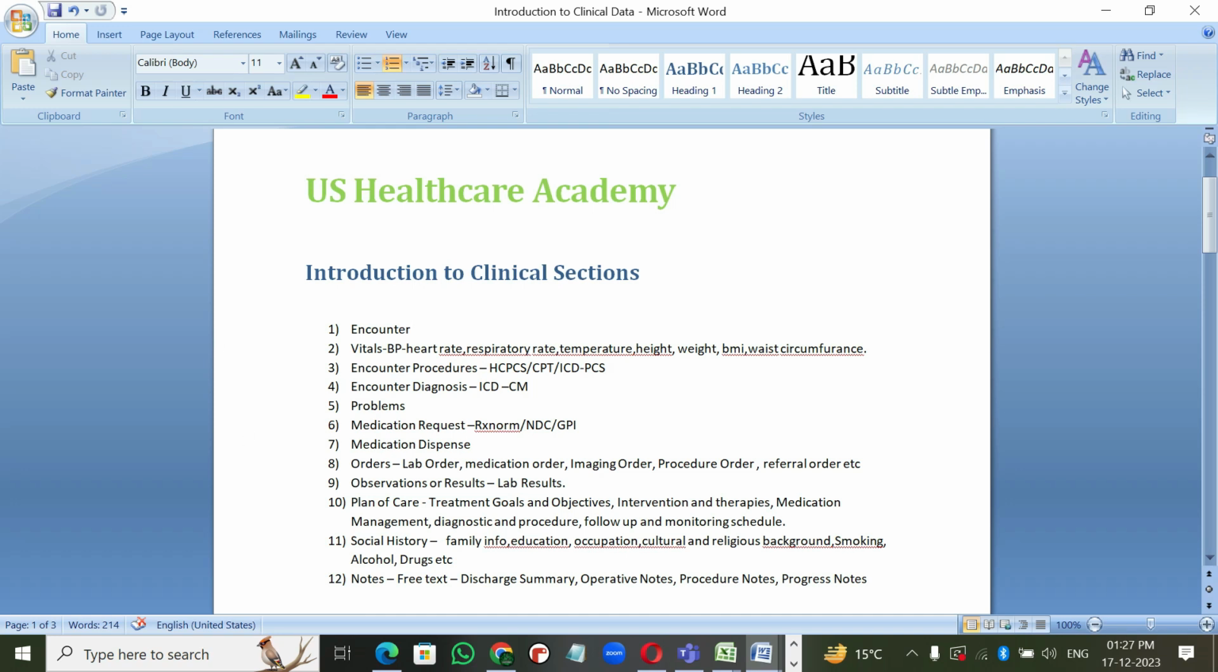So the reason why I want to introduce you all to the clinical data is because once you understand the clinical data, there are a lot of opportunities where you can make your career. Like this data is used into merit-based incentive payment system, HEDIS. It is also used into pharmaceutical companies, like to identify the patients for clinical trials. And then there are many more use cases. So let's jump into it.